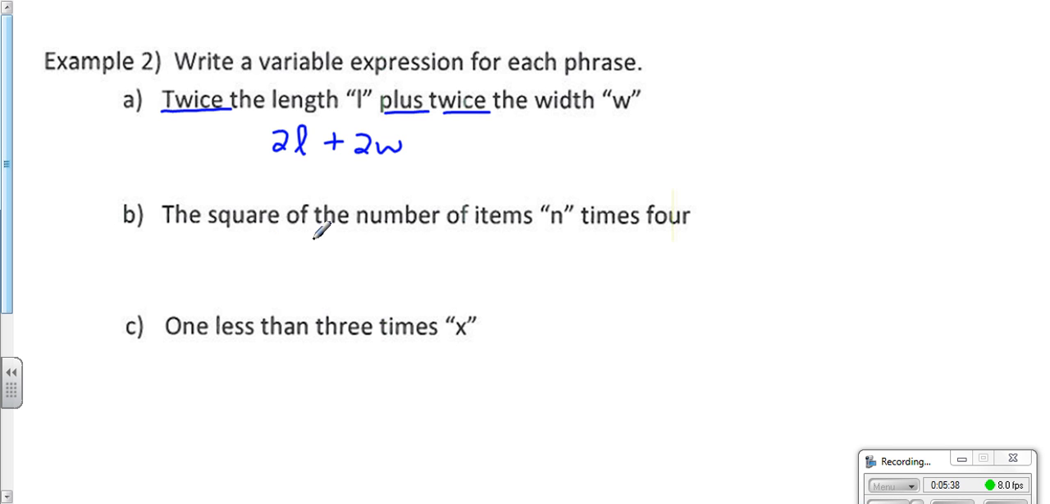B, the square of the number of items n times 4. So n times 4 can be written as this, or we would normally write the term or the number first, so this is the proper way to write it, 4n. The square of the number of items n times 4. So the square is a power, so we're going to take 4n and we're going to square it.